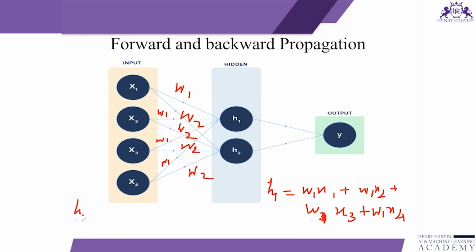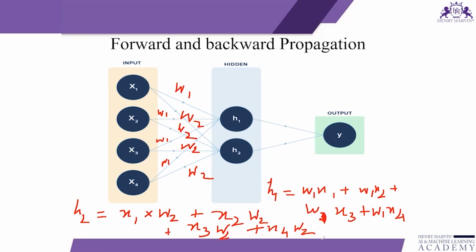So when I write for hidden node 2, can you tell along with me? I can write X1 into W2, plus X2 into W2, plus X3 into W2, plus X4 into W2. Hope it is clear to you, right? So what is this W? W is nothing but the weights that connect the input layer to the hidden layer. So we have a set of weights from the hidden layer to the output layer, right?